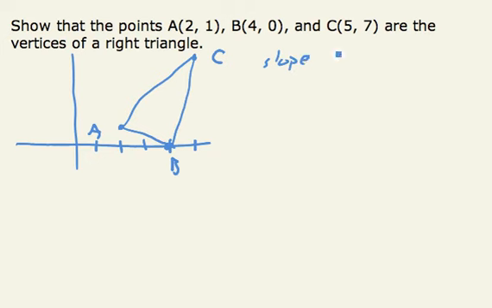If I find the slope of the line segment AB, we get, remember, the slope is the change in y divided by the change in x. So the slope of AB is 1 minus 0 divided by 2 minus 4. And that's 1 divided by negative 2, or negative 1/2.